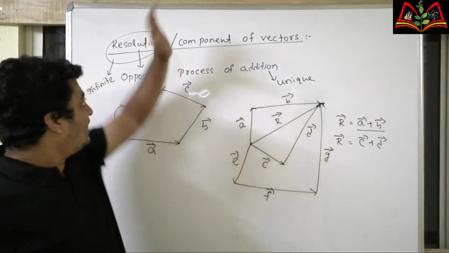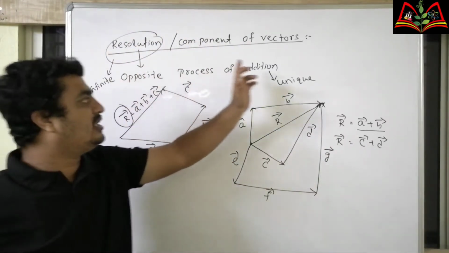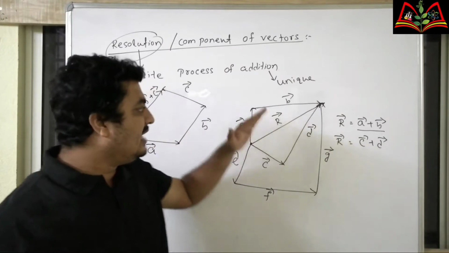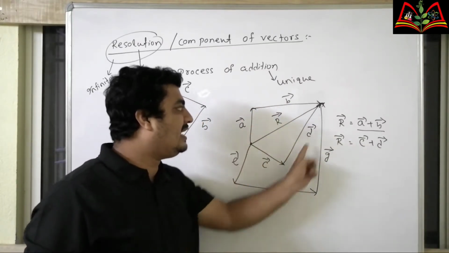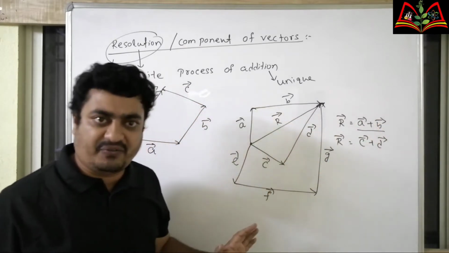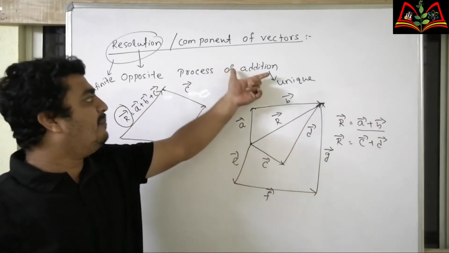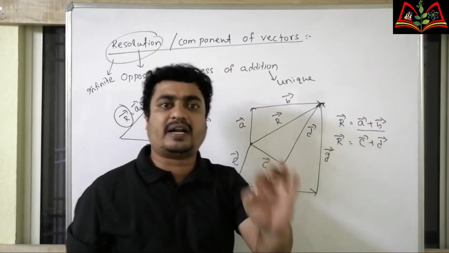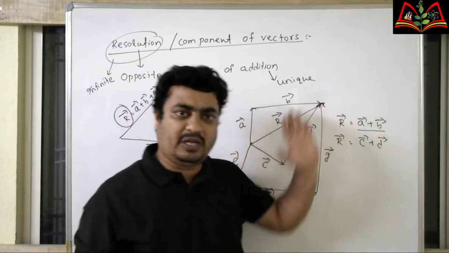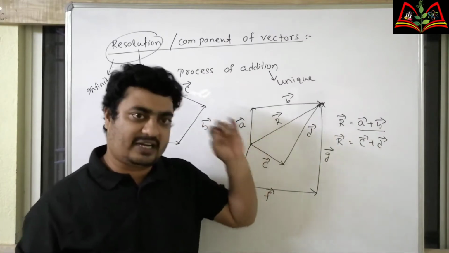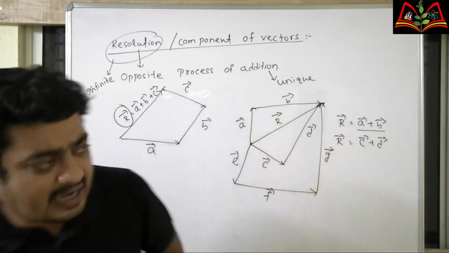So, what is resolution? It is the opposite process of addition of vectors. In resolution, a single vector is represented as the sum of a number of vectors. And vector addition is unique, but resolution is infinite. There are infinitely many possible combinations for a single vector R.